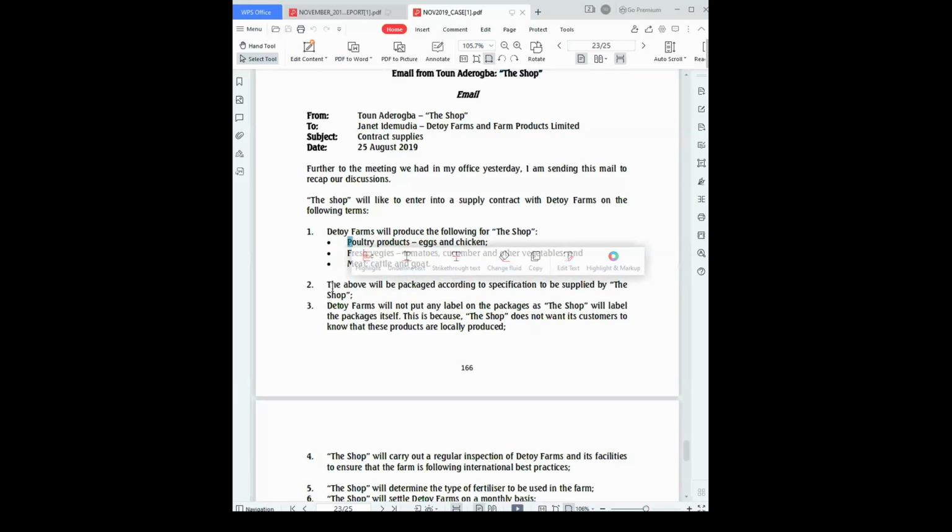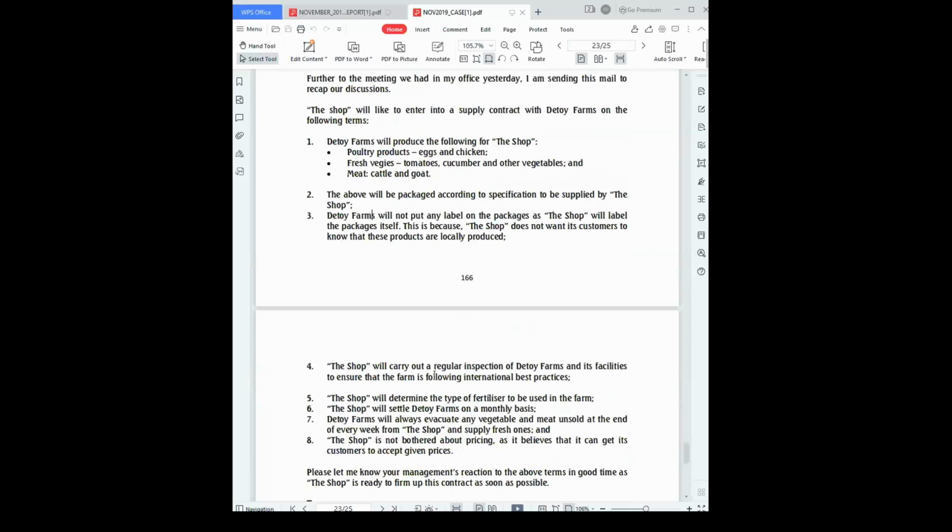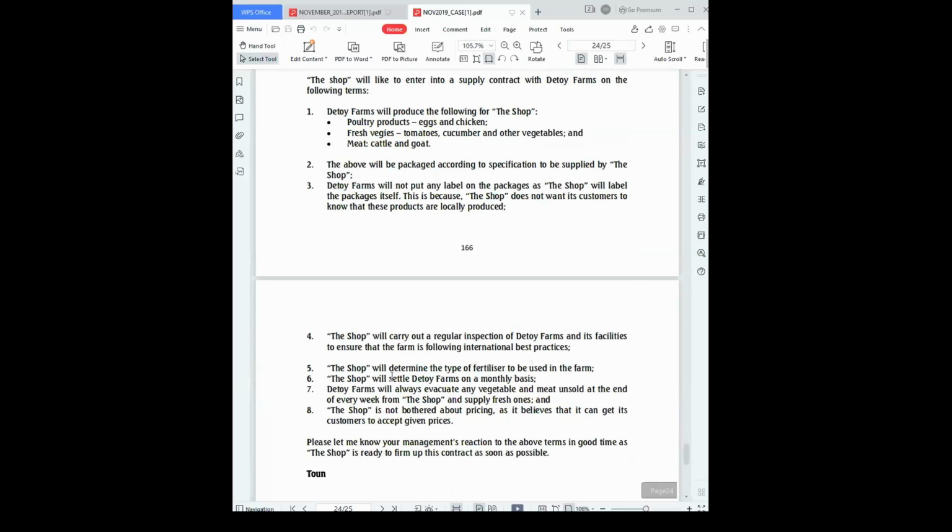They now said that the above will be packaged according to specification to be supplied by Bishop. Detroit Farms will not put any label on the packages, as Bishop will label the packages itself. This is because Bishop does not want its customers to know that these products are locally produced. Bishop will carry out a regular inspection of Detroit Farms and its facility to ensure the farm is following international best practices. Bishop will determine the type of fertilizer to be used.